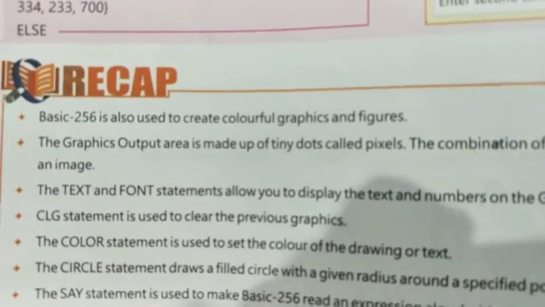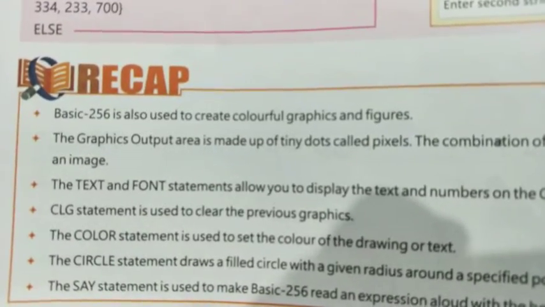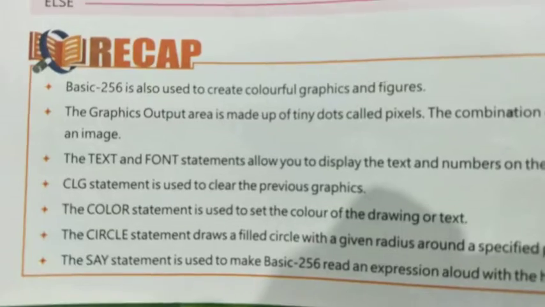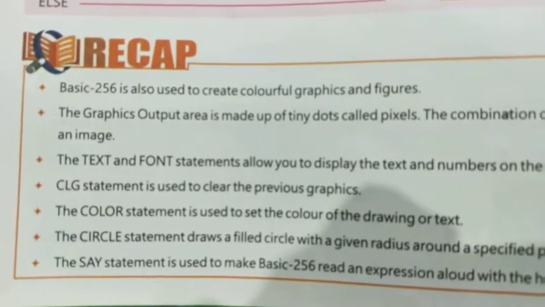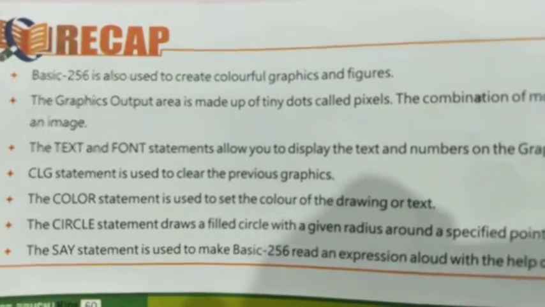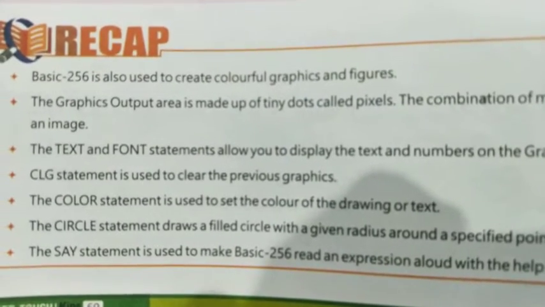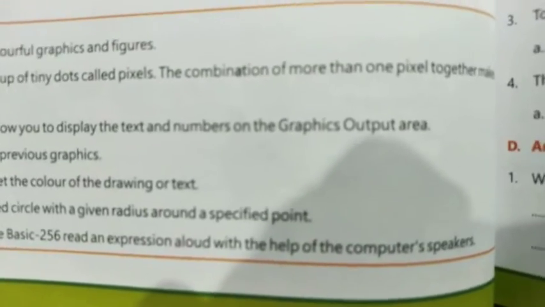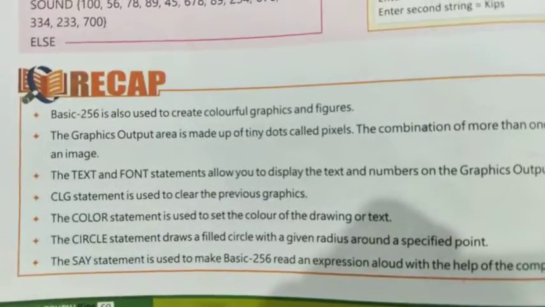The CLG statement is used to clear the previous graphics. The color statement is used to set the color of the drawing or text. The circle statement draws a filled circle with a given radius around the specific point. The say statement is used to make BASIC read an expression aloud with the help of computer speakers. So all these things we have learned in this chapter.